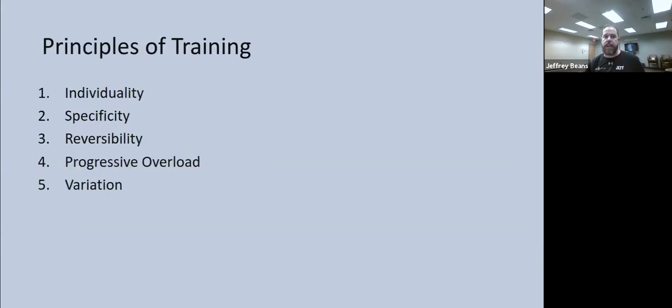So how do we fill that in if we think about the principles of training? And the principles of training are as follows: individuality, specificity, reversibility, progressive overload, and variation. I'm going to go through each of these 5 now, and then we can talk about them as we go.